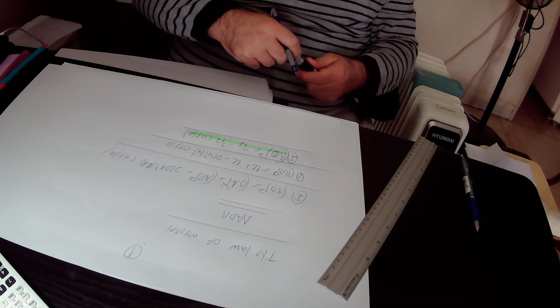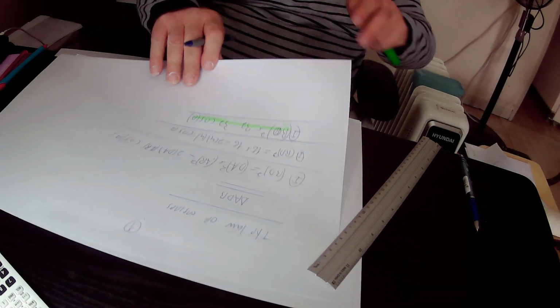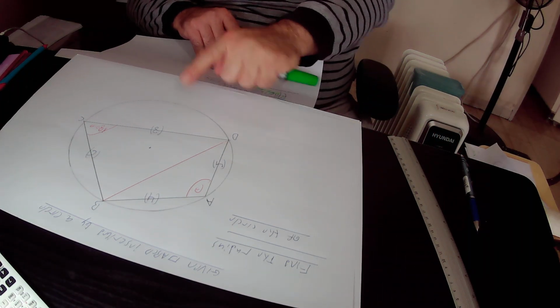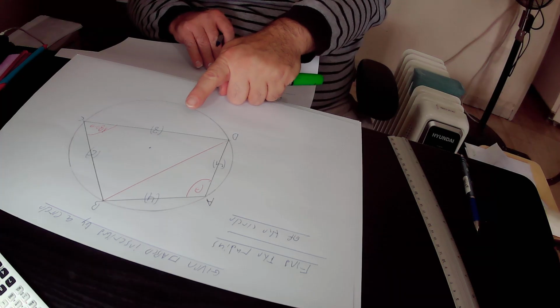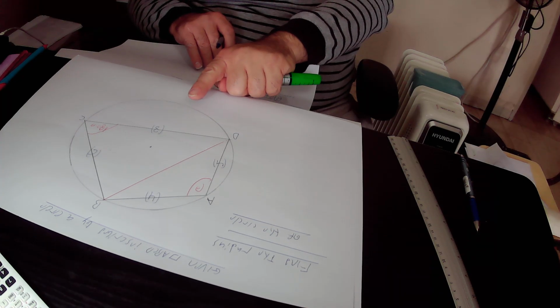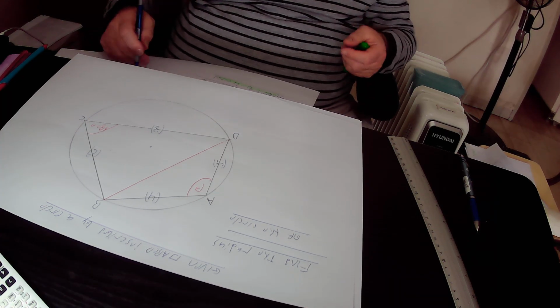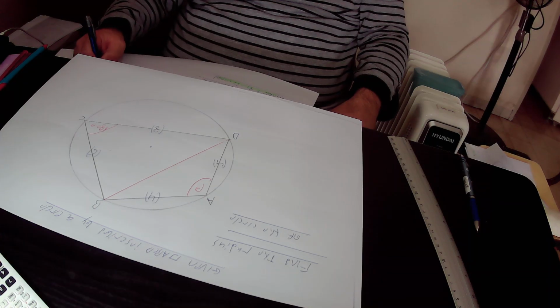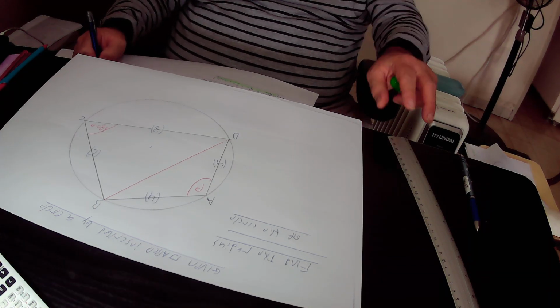So in the next step, we will implement the law of cosines in this triangle DBC. In triangle DBC, according to the law of cosines, the following equation is true.